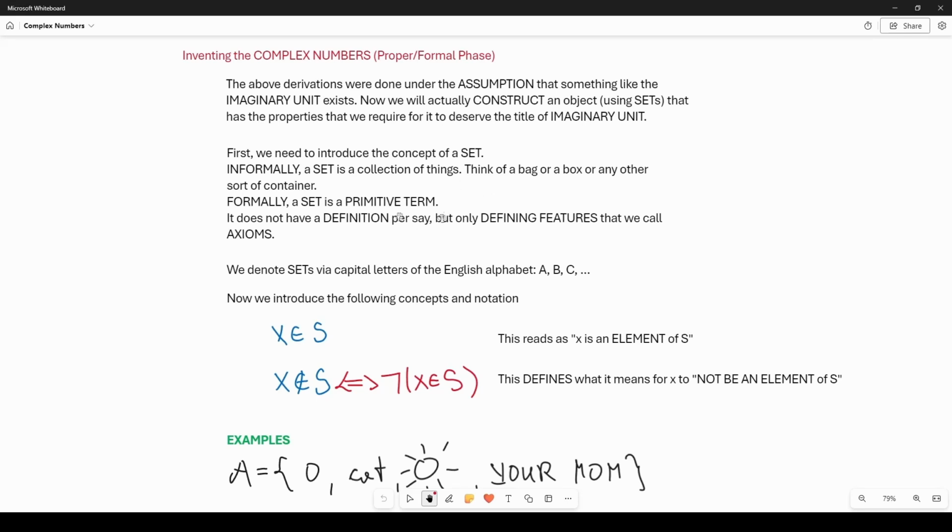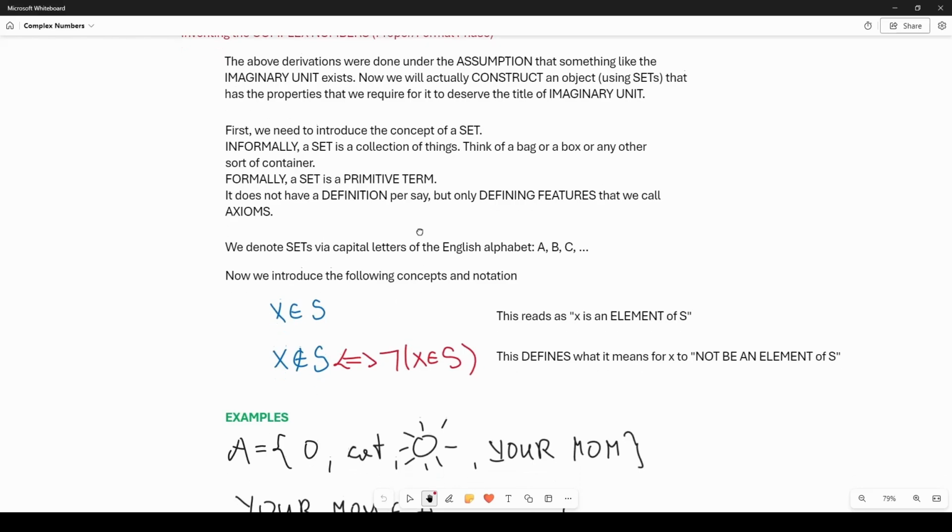So to achieve that construction, we will have to introduce the concept of a set, and informally, a set is a collection of things. Think of a bag or a box or any other sort of container. Formally, a set is a primitive term. It does not have a definition per se, but only defining features that we call axioms. So we'll just proceed using the informal notion of a set, using our intuition.